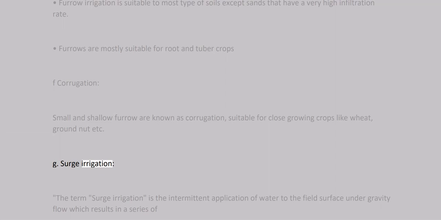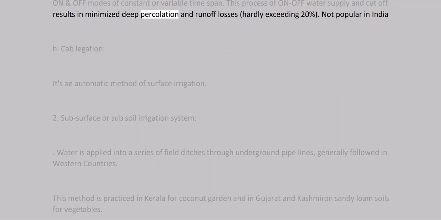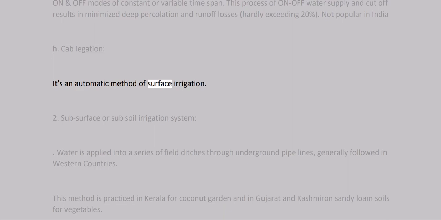G. Surge irrigation. Surge irrigation is the intermittent application of water to the field surface under gravity flow, which results in a series of ON and OFF modes of constant or variable time span. This process of on-off water supply and cut-off results in minimized deep percolation and runoff losses, hardly exceeding 20%. Not popular in India. H. Cablegation. It is an automatic method of surface irrigation.